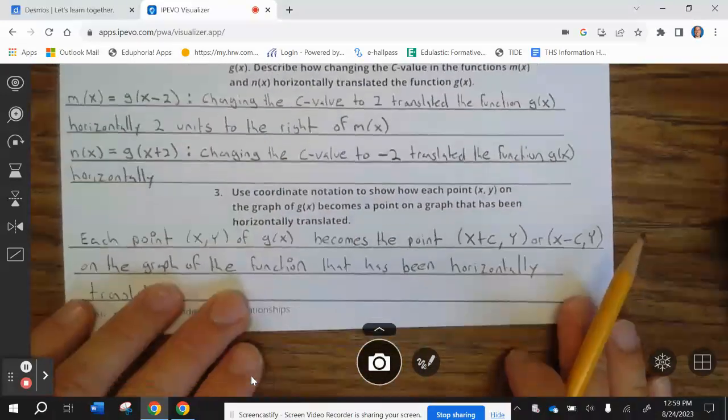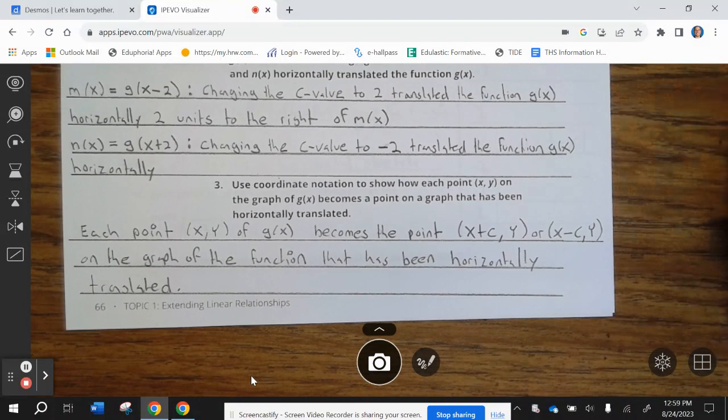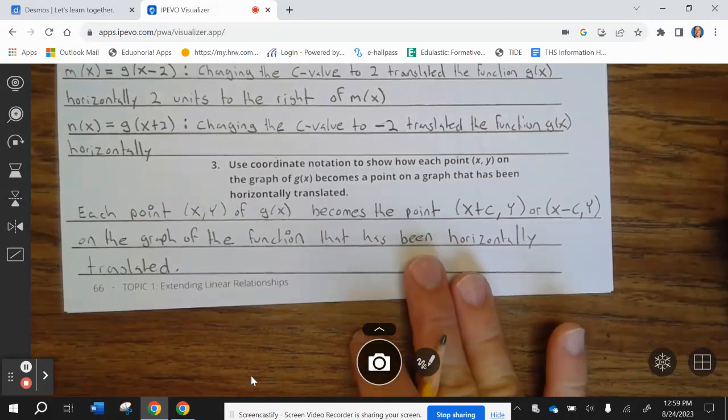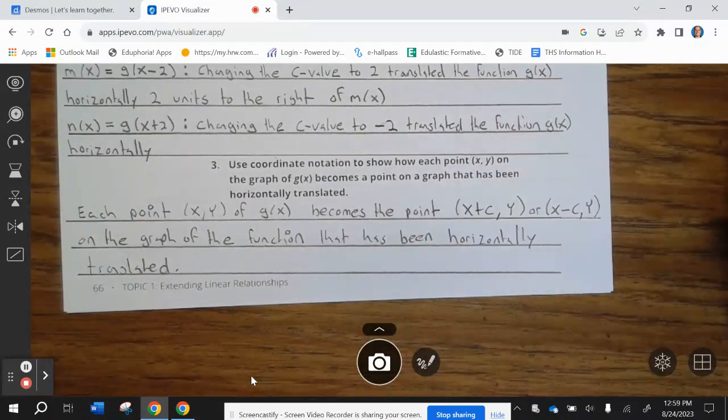Okay? All right. Number 3. Use the coordinate notation to show how each point x, y on the graph of g of x becomes a point on the graph that has been horizontally translated. Each point x, y of g of x becomes the point x plus c, y, or x minus c, y, on the graph of the function that has been horizontally translated. All right, let's take a look at the next page.